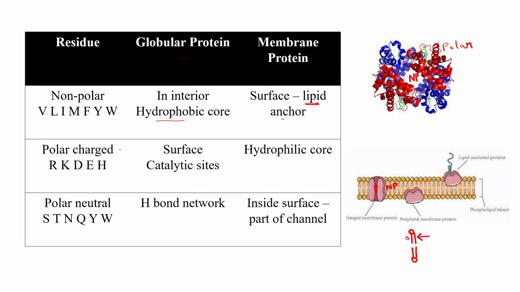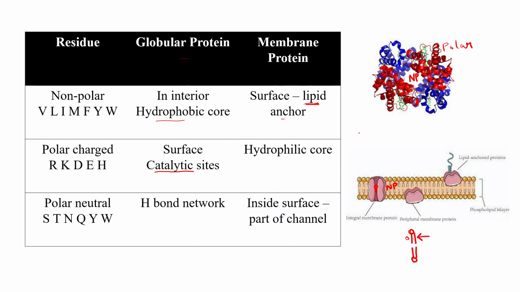Polar charged amino acids like arginine, lysine, aspartic acid, glutamic acid and histidine have charges on their surfaces. So they are surface catalytic sites. If there is a catalytic site on the surface of a globular protein, they will be there. Why is it called a catalytic site? So let's say I have an enzyme.